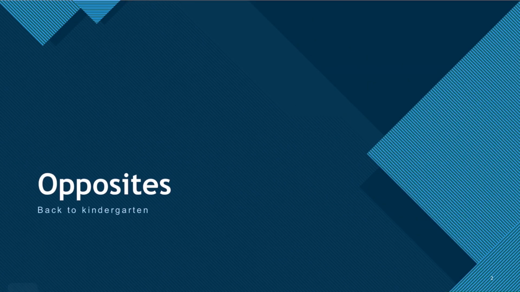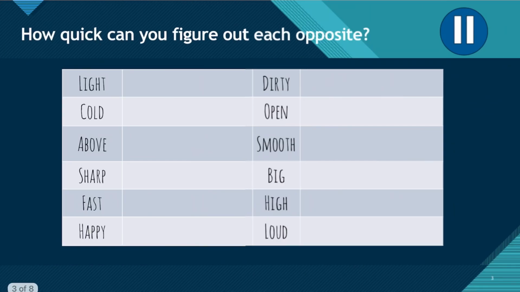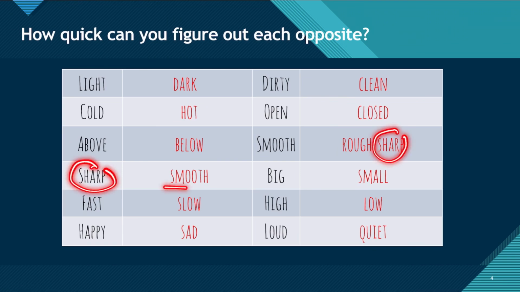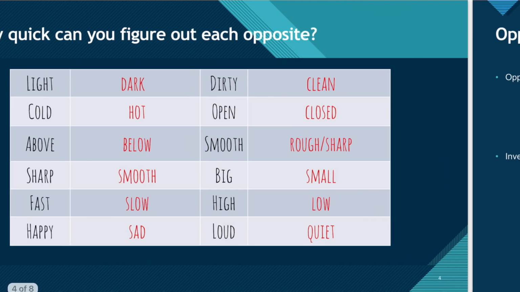So to start out, let's go back to kindergarten and think about opposites. Here's a list of different adjectives. I want you to pause the video and just quickly figure out what all those opposites are. Okay, so hopefully it looks a little bit like this. As you might notice, some of them can be done by a couple different things, like sharp and smooth are opposites, but the opposite of smooth can also be rough. But most of the time, there's really just one thing that's totally different, just contrasting to it.